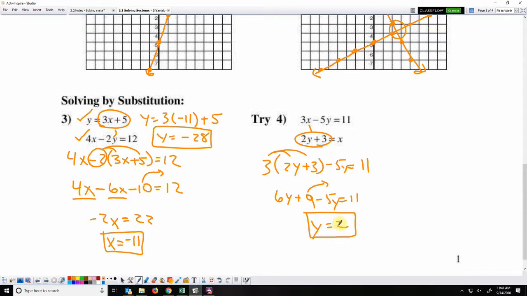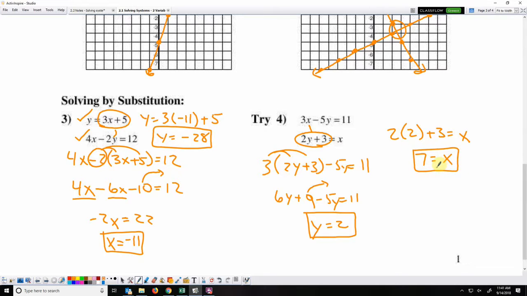Okay, then I can substitute that into either of these equations. I think it would be easier in the bottom one to plug in there for y and solve for x. 2 times 2 plus 3 equals x. So that's 4 plus 3, which is 7.